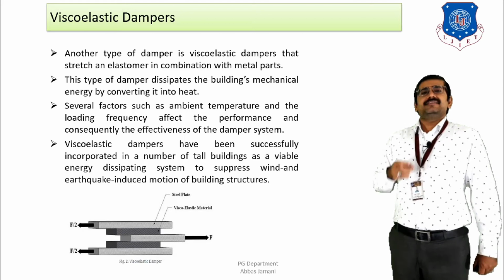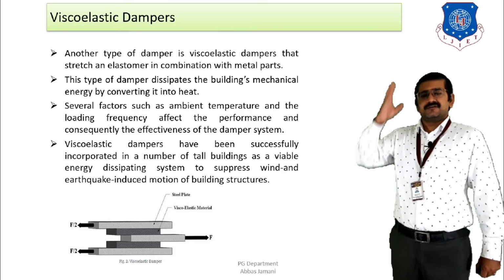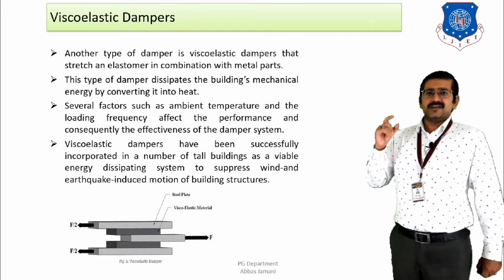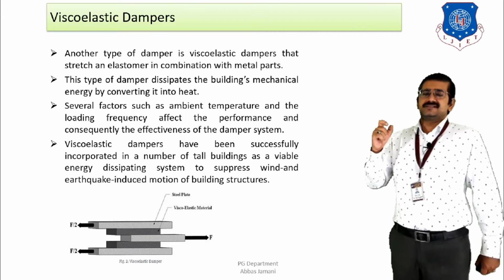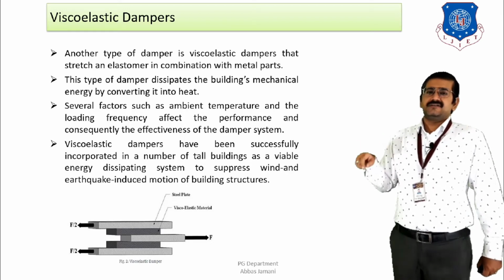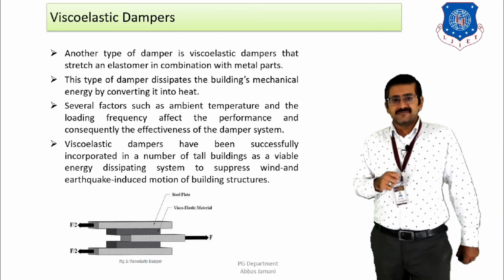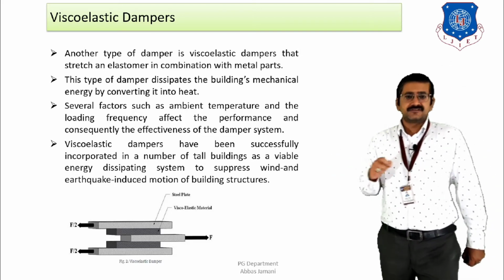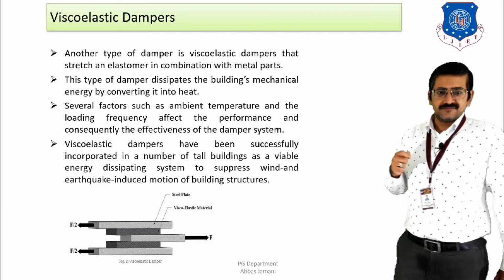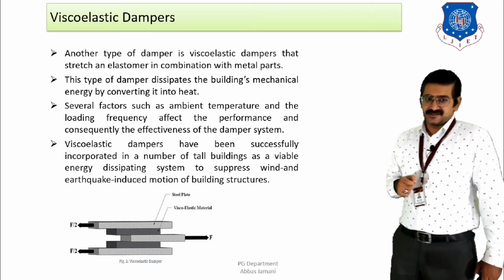We need to identify the critical location or the critical load path through which the lateral force is going to be transferred from the top of the building to the ground, and accordingly we need to install a damper in that particular moment resisting frame or lateral load resisting frame, as a result of which dissipation of energy will take place in the entire frame, and thereon the movement of the building will be controlled to a great extent, right? And viscoelastic dampers have been successfully incorporated in a number of buildings as visible energy dissipating systems to suppress the wind and earthquake effects induced on the building structures.